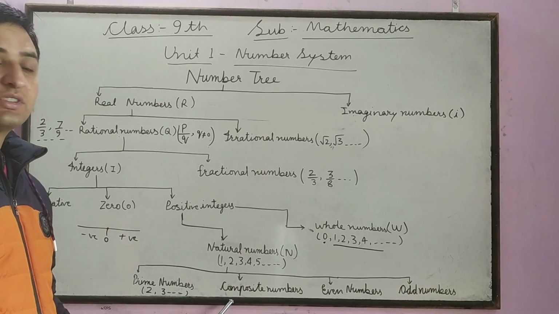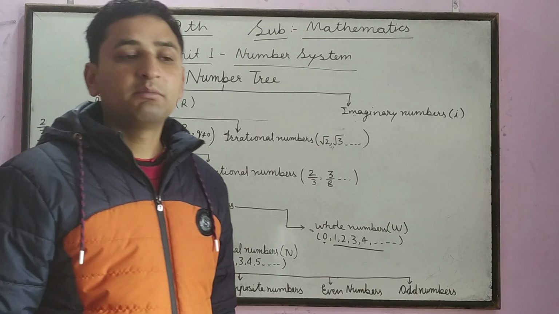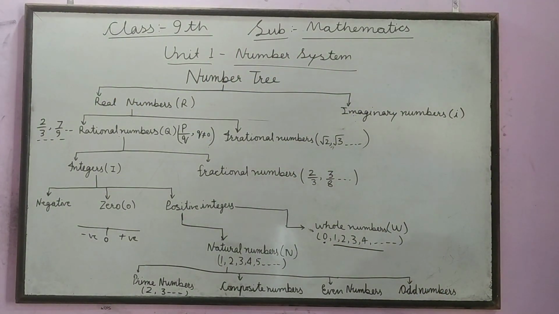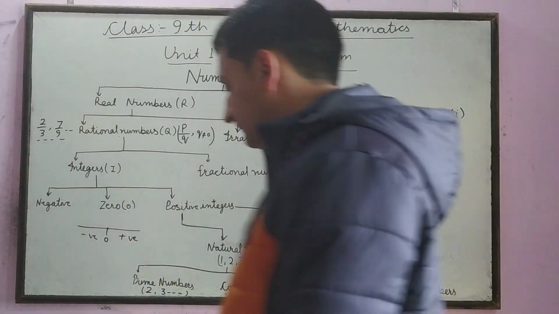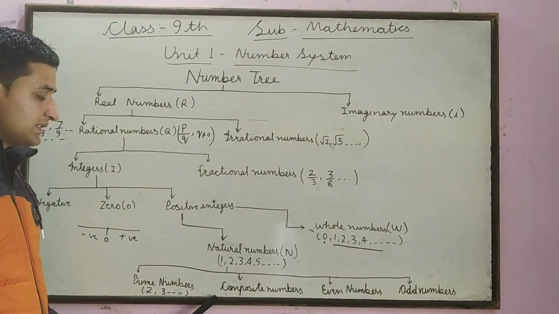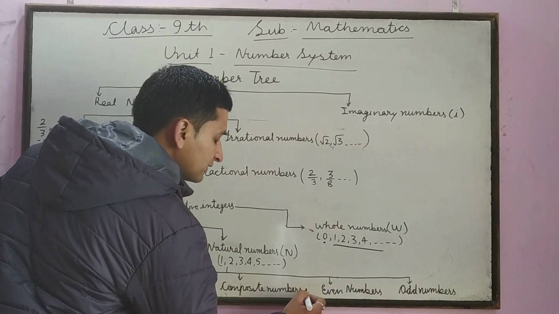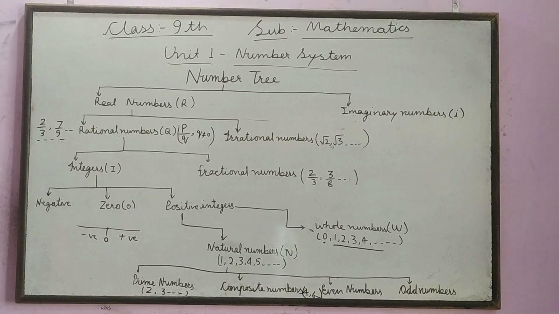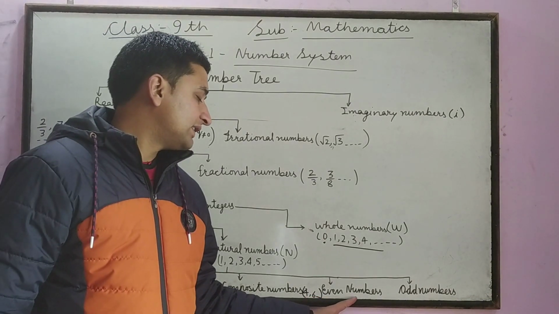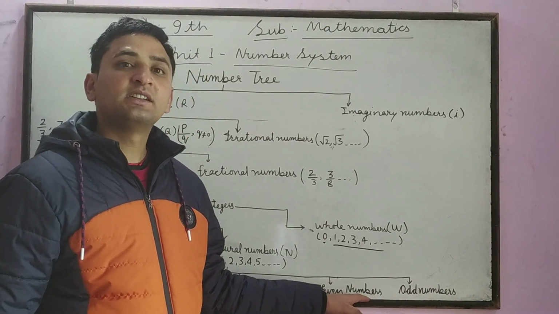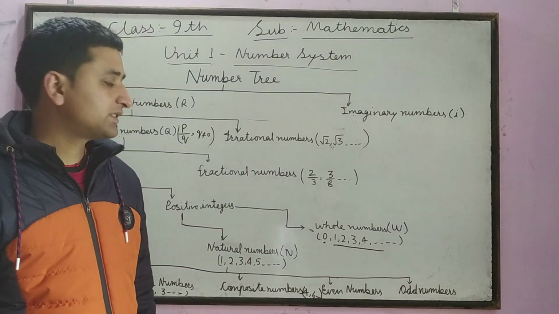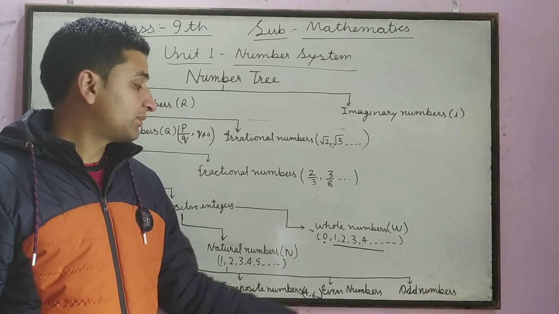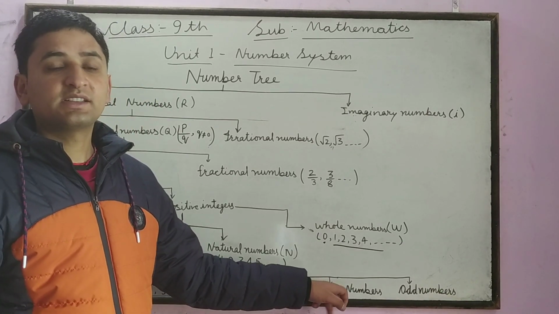And the second one is composite numbers. Composite numbers are the numbers which have more than two factors. If I tell you examples of these, 4 and 6 are examples of composite numbers. Now, the third is even numbers. Even numbers are those numbers which can be completely divided by 2.